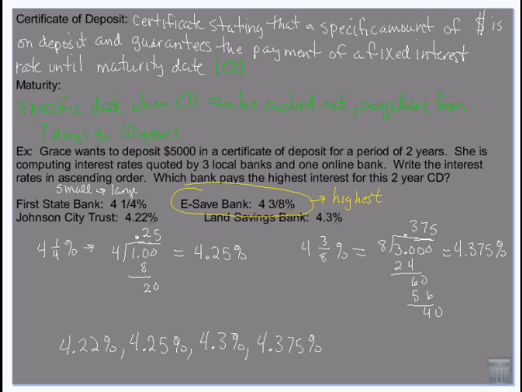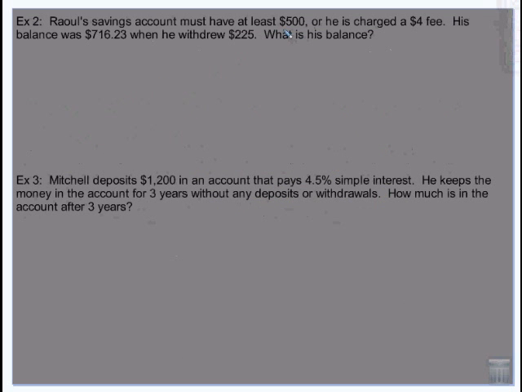Now, Raul has an account. He has to have at least $500 in it, or he's charged a $4 fee. This would be monthly. Anytime you say you're charged a fee, it's usually monthly. His balance was $716 when he withdrew $225. So what is his new balance? I'm going to take out that $225.